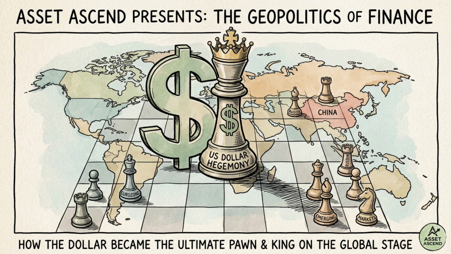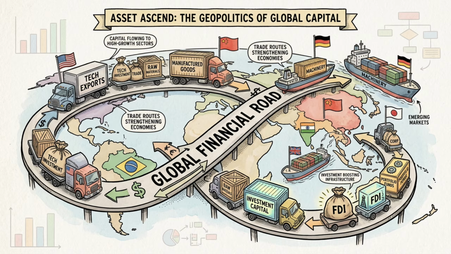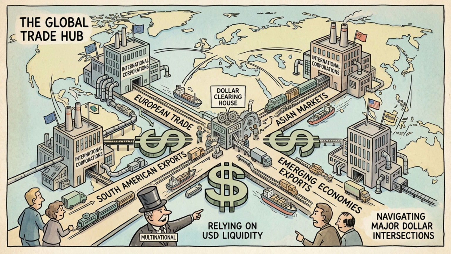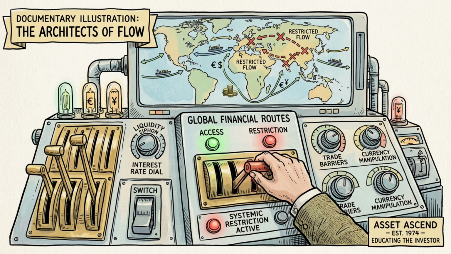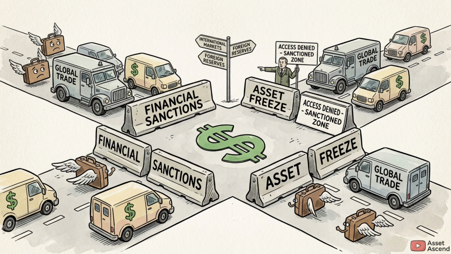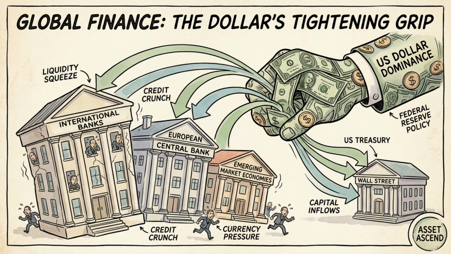But perhaps the greatest source of power isn't economic, it's geopolitical. Because controlling the world's financial highways gives you influence over everyone using them. And that's where the story becomes even more controversial. The power of financial control. Imagine the global financial system as a giant network of roads. Most countries need access. Most businesses depend on it. Now imagine one nation controls many of the key intersections.